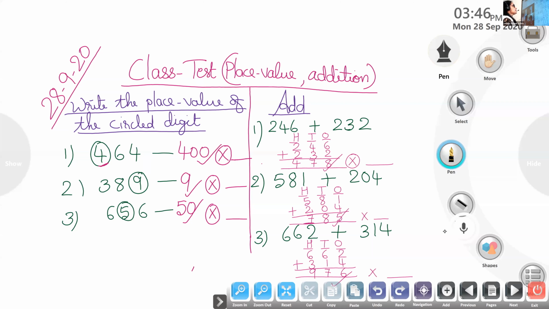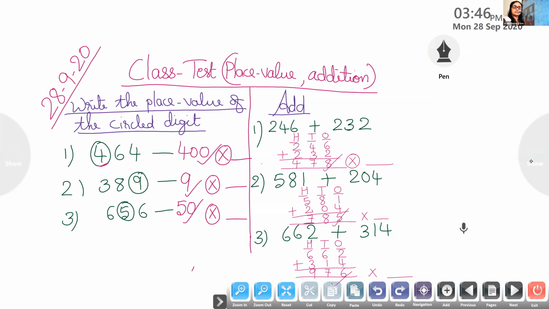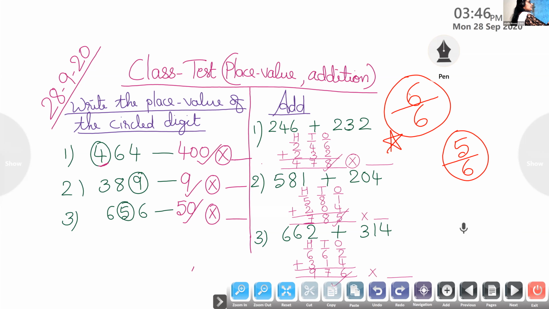Yes. Now near to the heading, first you count the tick marks. If six tick marks are there, see, write like this and count the tick marks. According to that, write the number over here. If six tick marks are there, write 6 out of 6 and put a star near to it. If only 5 tick marks are there, write 5 out of 6. If only 4 are there, 4 out of 6. If 6 are there, then only put the star.